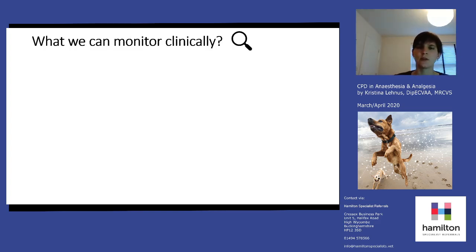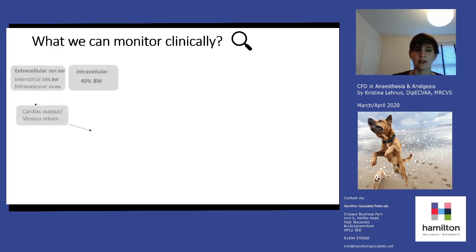So I guess we've gone through the physiology and we know why things are bad and how basically the simplest thing can seemingly affect the entire body and all the homeostatic mechanisms. But what can we actually monitor clinically? And the answer is not very much.